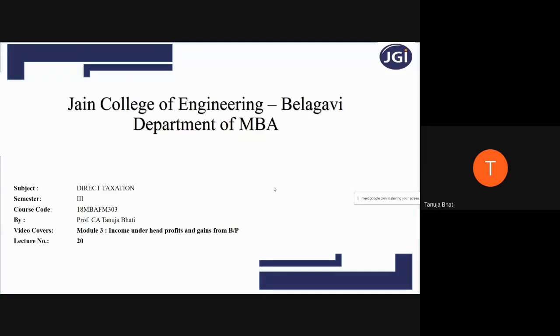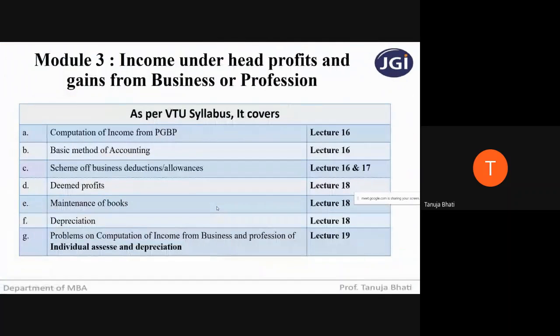So welcome students, welcome to lecture number 20, where we are going to continue module number 3, income under head profits and gains from business and profession, under subject direct taxation. Already we have covered all the theory related aspects of this particular module, and we are dealing with problems on computation of income from business and profession of individual SSE. And we have one problem of it which we have already seen in lecture number 19.